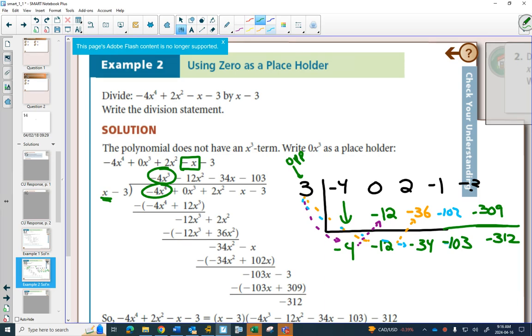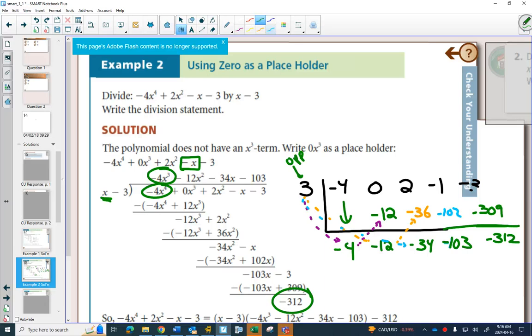And so the synthetic division gets us all of the same numbers. It gets us the negative 4, the negative 12, the negative 34, the negative 103, and the remainder of negative 312, but we have to write a lot less. So it's sort of a shortcut method that way.